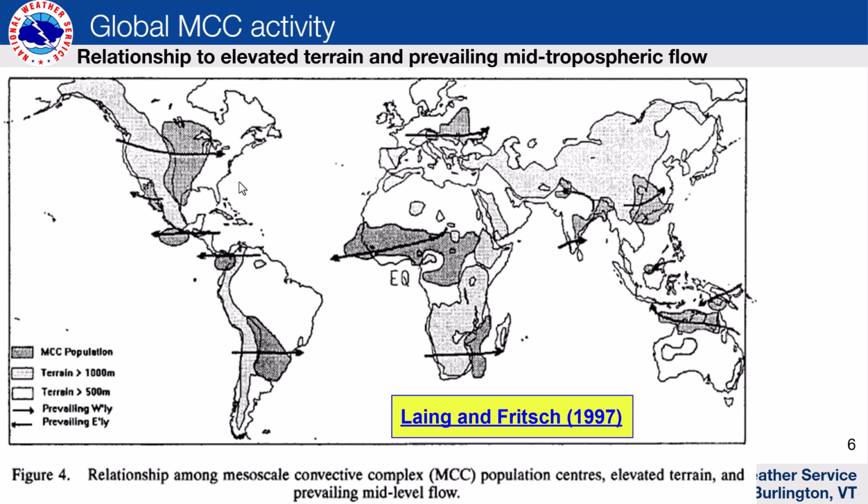Some noteworthy locations for MCCs include areas east of the Rockies, off the Mexican Plateau into the Gulf of California, east of the Andes Mountains, east of the Alps, near the Indian Plateau and the Himalayan Mountains, and east of the Drakensberg Escarpment of southern Africa.